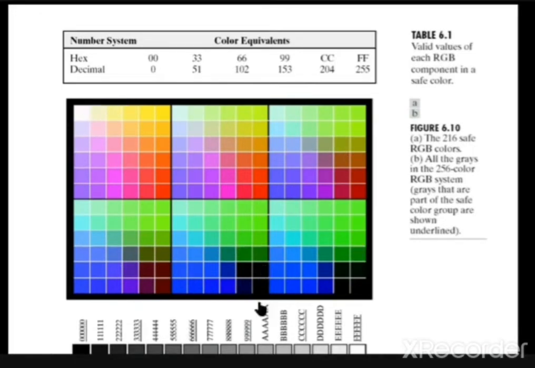This is just for understanding. You need not draw such diagrams in the exam. Okay.